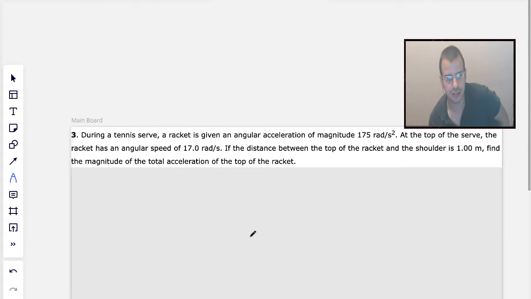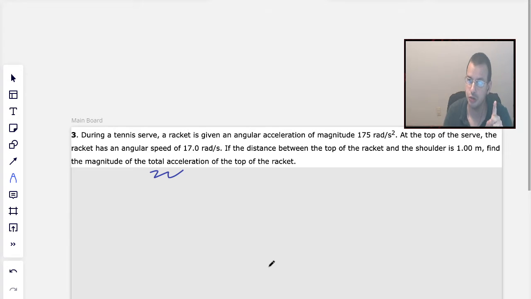During a tennis serve, a racket is given an angular acceleration of magnitude 175 radians per second squared at the top of the serve. The racket has an angular speed of 17 radians per second. If the distance between the top of the racket and the shoulder is 1 meter, find the magnitude of total acceleration at the top of the racket.